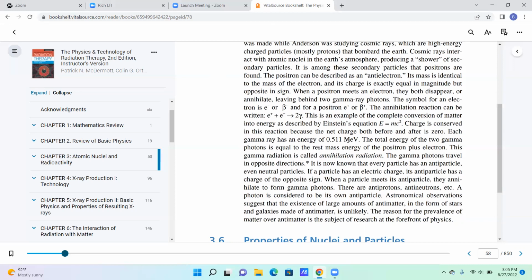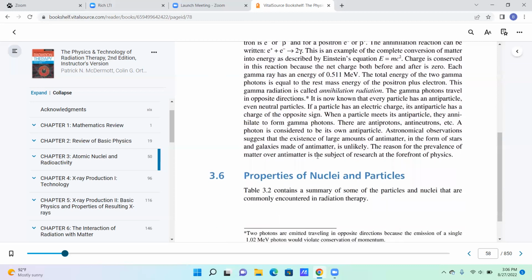Each gamma ray has an energy of 0.511 MeV, and the total energy of the two gamma photons is equal to the rest mass energy of the positron plus the electron. So in other words, the energy that you get out of this is the same as converting the mass of these into energy. The gamma radiation is called annihilation radiation. The gamma photons travel in opposite directions, and the reason they do that is to conserve momentum.